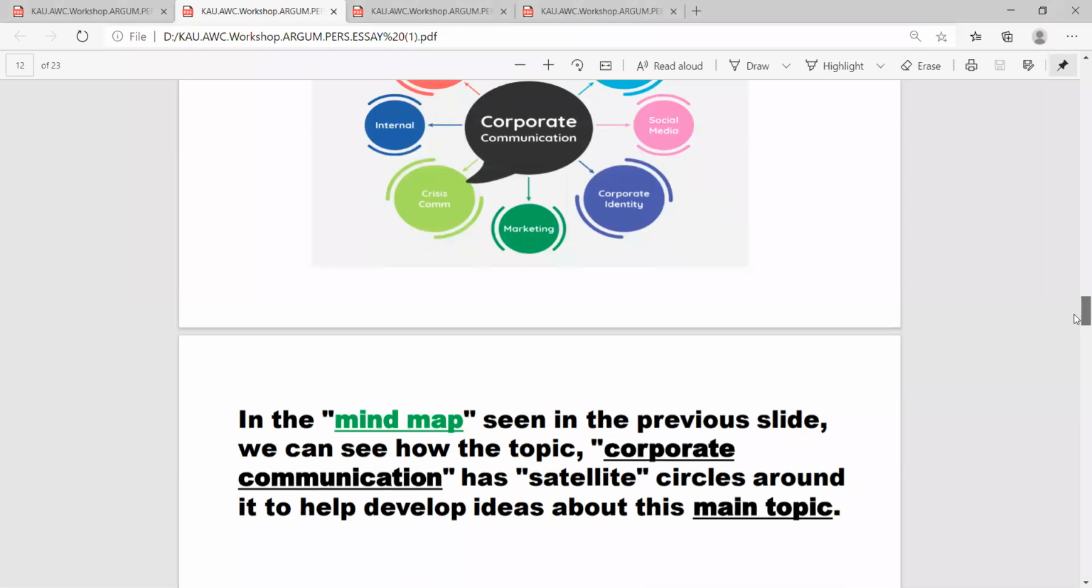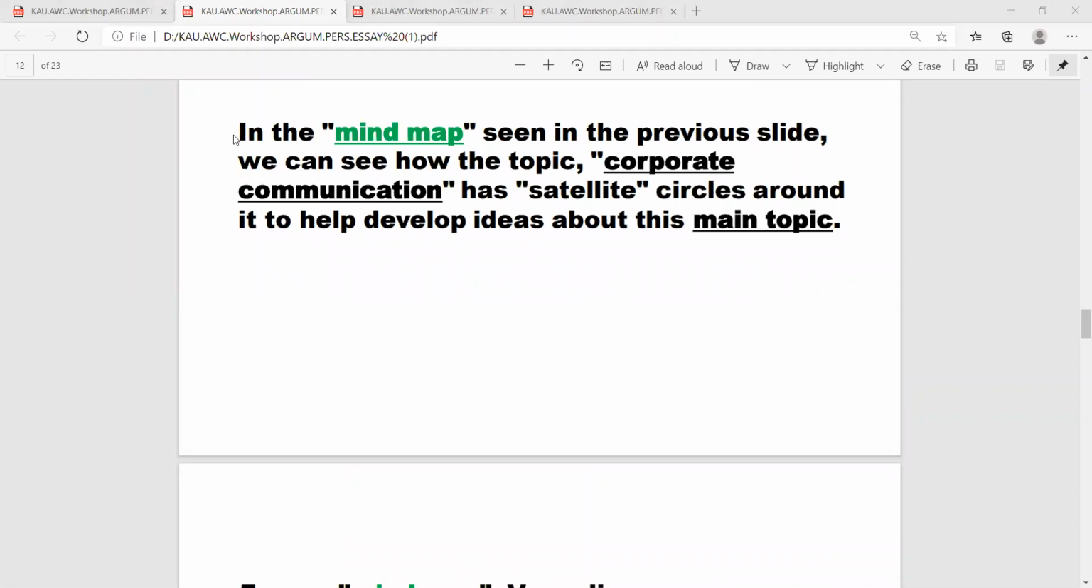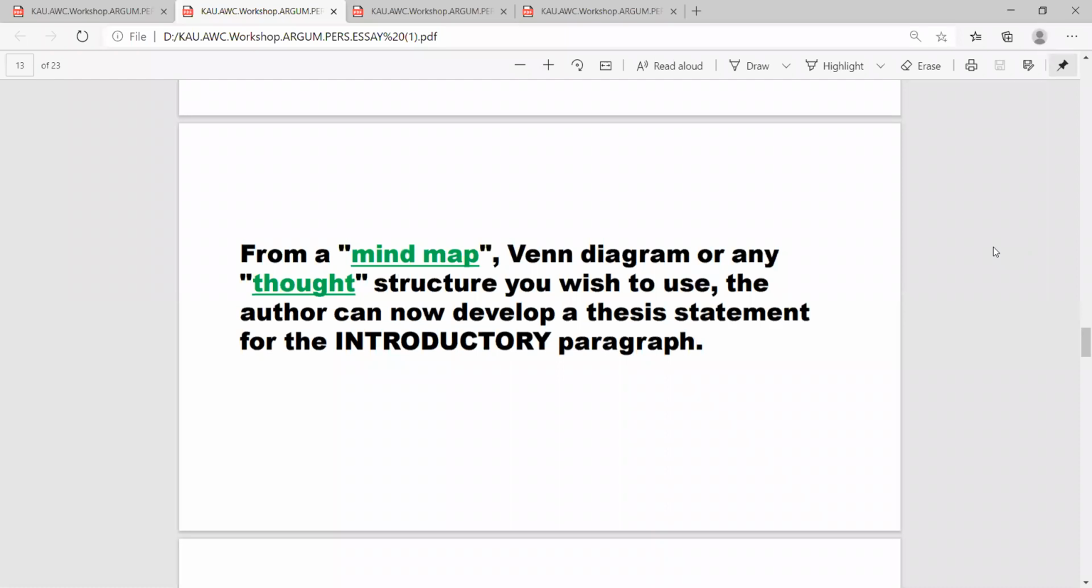All right, so I've compared two different types of argumentative essays, topics. One wearing uniforms in schools, and the other one talking about how are you going to establish effective corporate communication within a company. So those are two different essays, but basically they have the same structure and same idea.